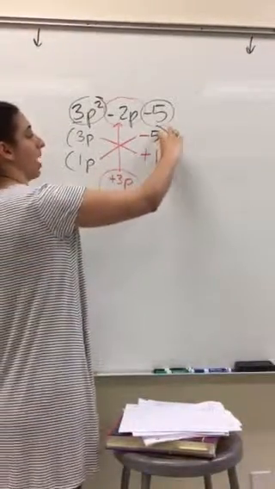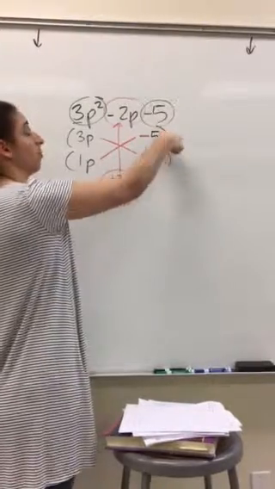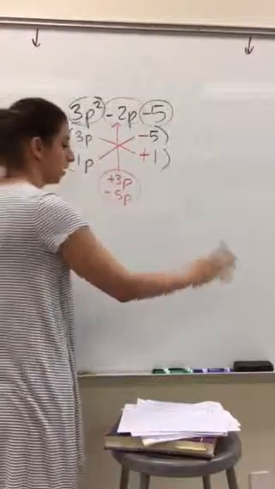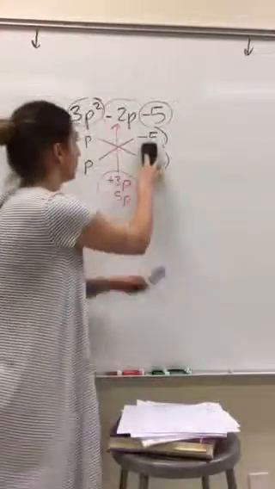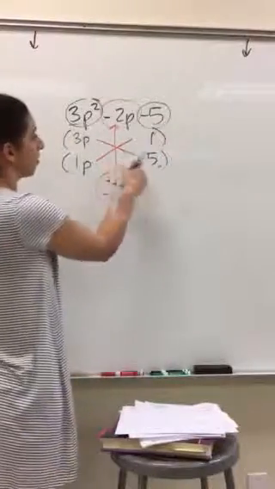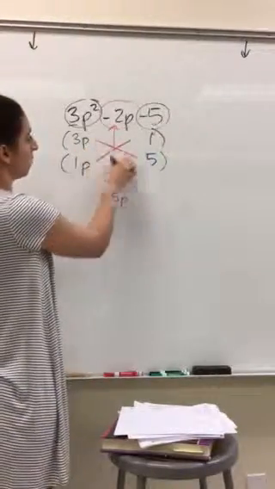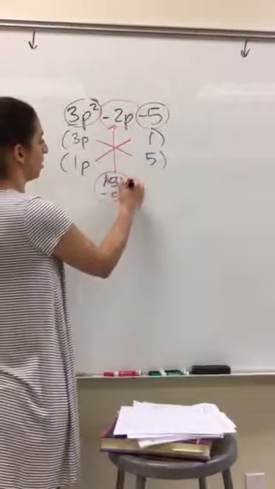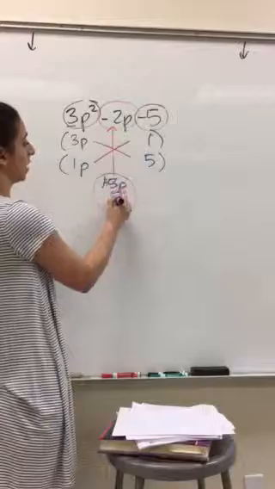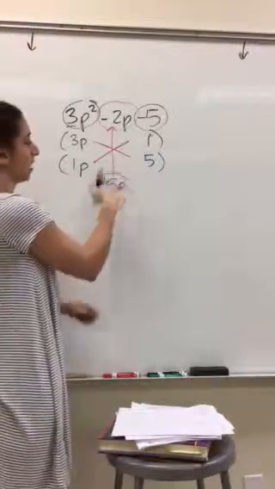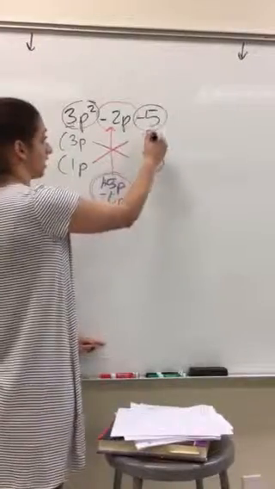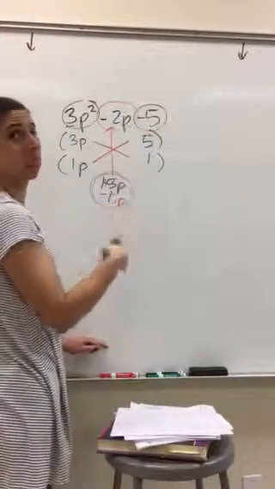Sometimes you have this in reverse, but when you cross to check, you'll notice you wouldn't end up with 2p. Let me just show, for example. If we had 1 and 5, 3p times 5 makes 15p. That's way too much. And 1p times 1 makes 1p, right? That's gonna make a difference of 14. That's way too big.